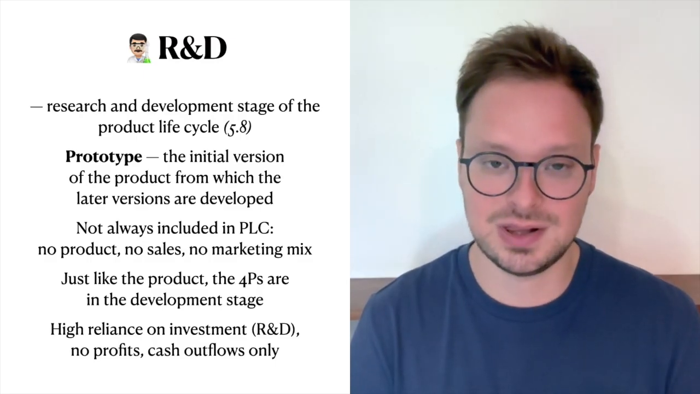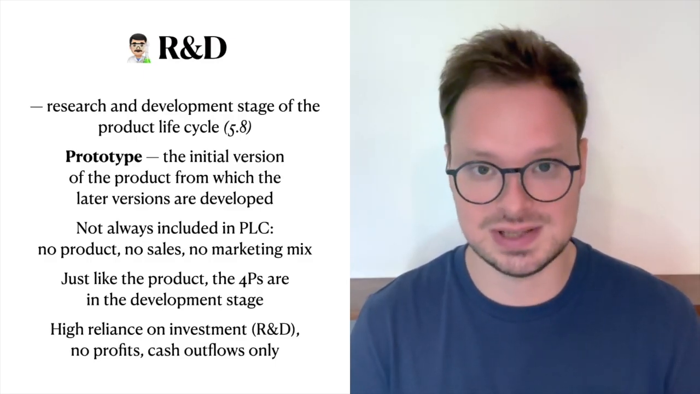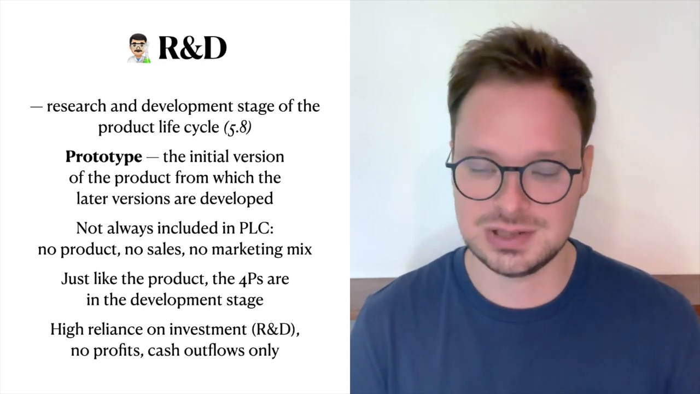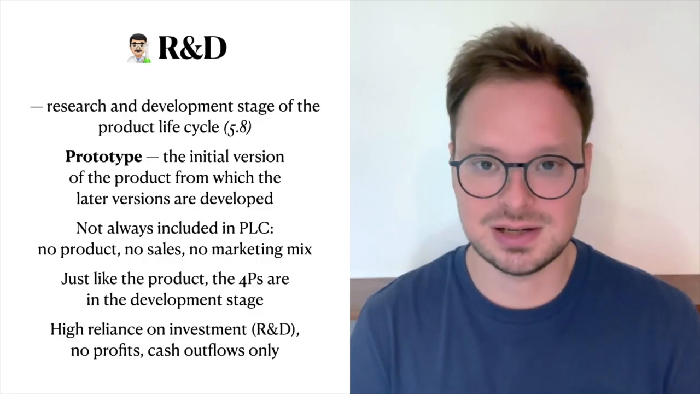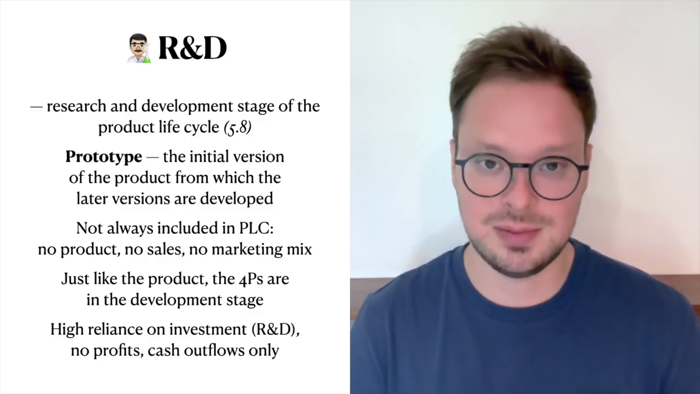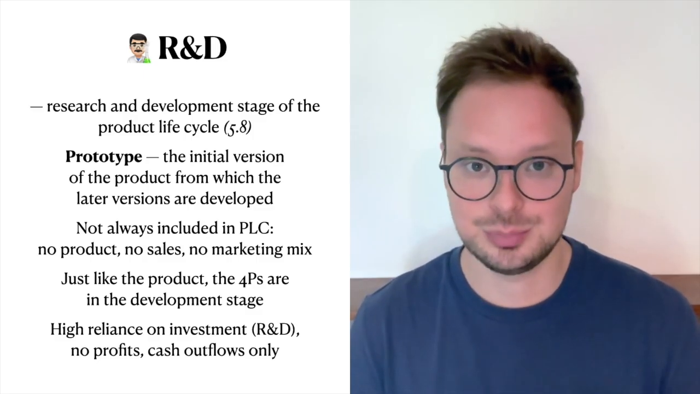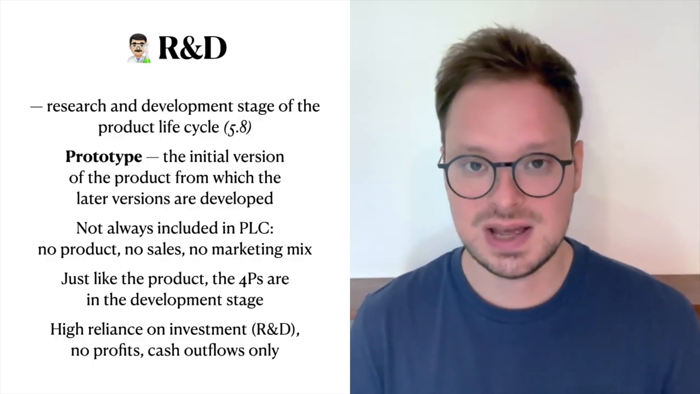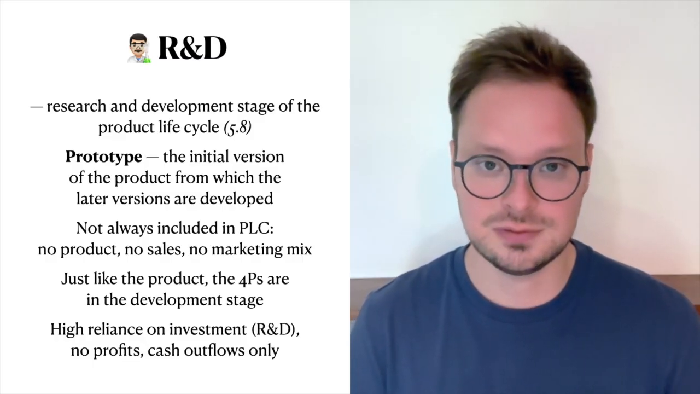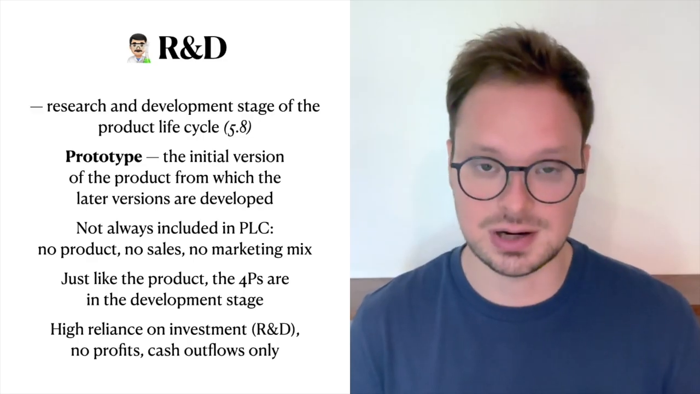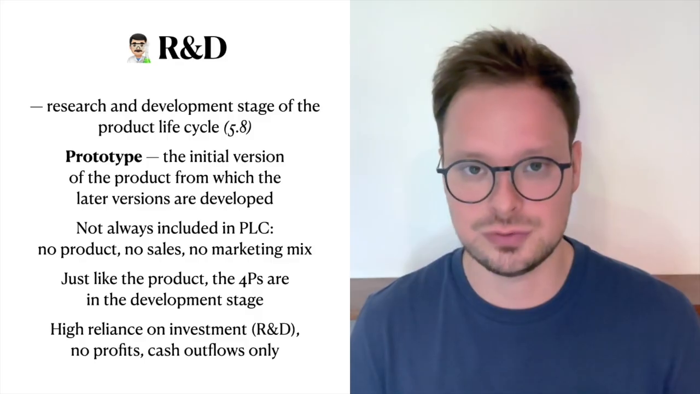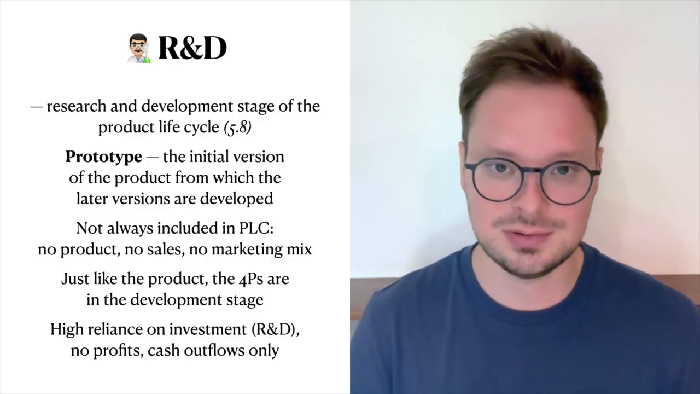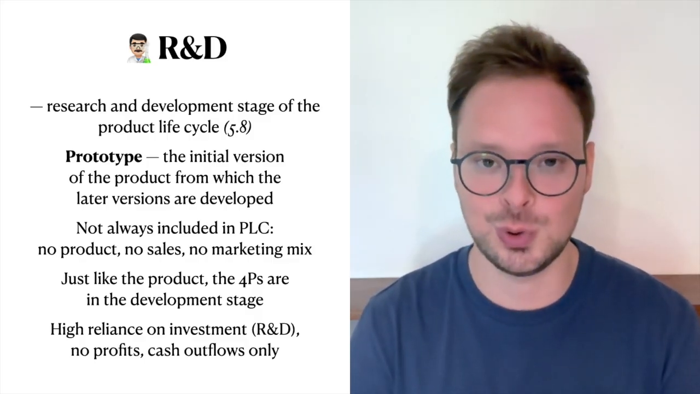Actually, research and development is something that we will learn in more detail in Unit 5, but of course I'm going to talk about it now anyway. One important thing at R&D stage is that a prototype of a good is usually produced at this stage. Prototype is the initial version of a product from which the later versions are developed. There can be several prototypes before the launch of the actual version or just one. It doesn't matter, but I want you to know what prototype is.